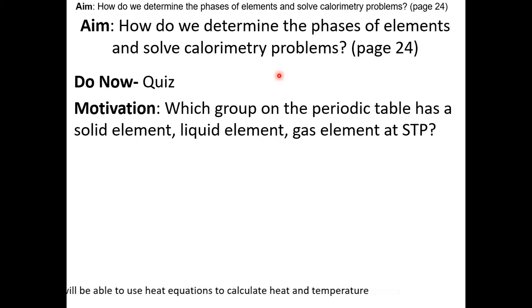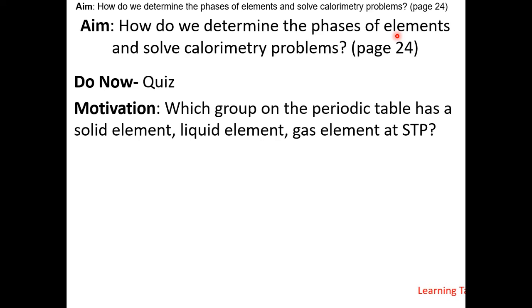This is my fifth video lesson for Unit 7. In this lesson, we'll be determining the phase of elements and solving calorimetry problems. Go to page 24 in the class packet. Determining the phase of elements should be reviewed from Unit 1. We will be using a heating curve along with Table S to determine the phase of elements.